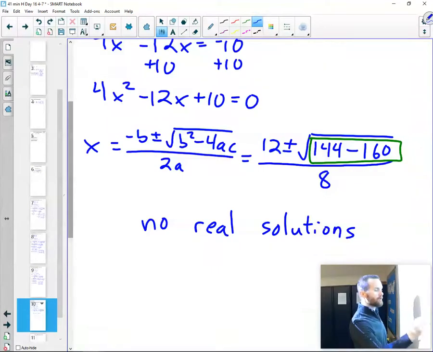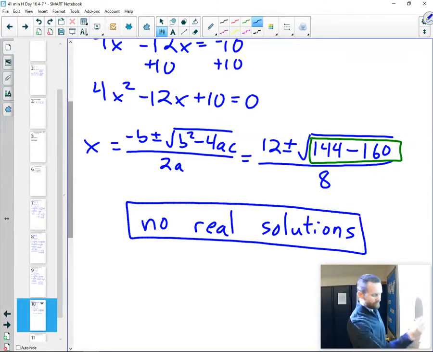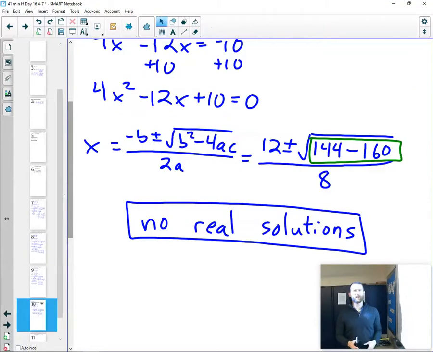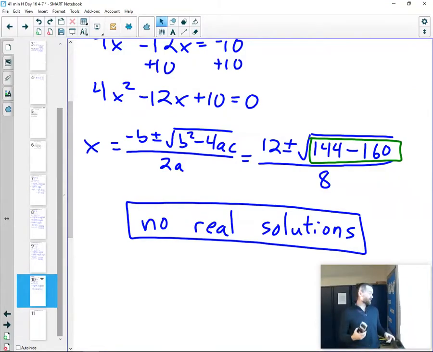So we don't need to go any further. That's our answer. So always be on the lookout for that. Sometimes you get no real solutions. And I personally actually like them better because we get to stop early. There's less work to do.